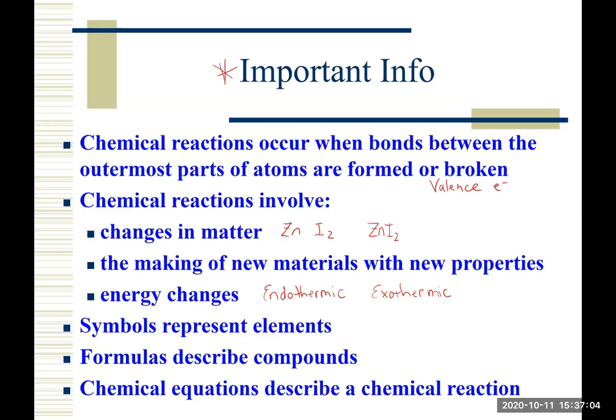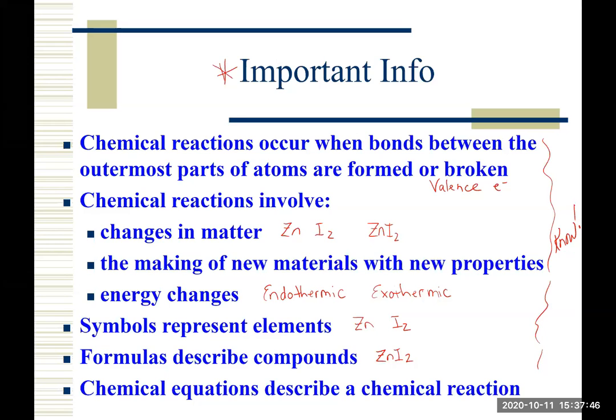Symbols represent elements. So going back to our first reaction we talked about, Zn is a symbol that represents an elemental atom of zinc. I2 is a symbol that represents a diatomic molecule of iodine. Formulas describe compounds, so ZnI2 represents zinc iodide. That's a chemical formula for this compound. All of this you were already familiar with. We've already covered this in the class. So all of these points are points that you already know.